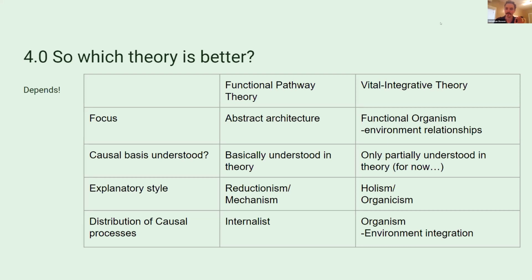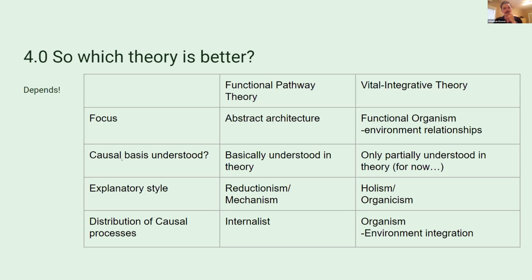Now, I don't know if I have time for this, but just to sum up, here are some differences between these two views. The functional pathway theory of responsiveness takes it that responsiveness is about implementing a certain kind of abstract architecture. The vital integrative theory, on the other hand, focuses on the relationships between the organism and its environment insofar as they meet its needs.